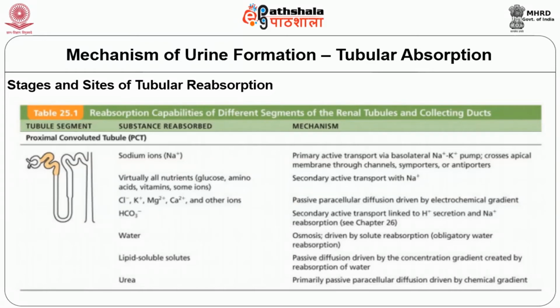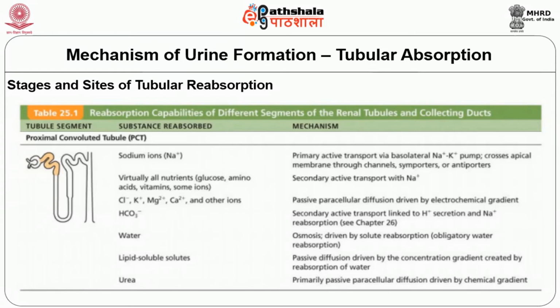In the first region, the proximal convoluted tubule, you can see that the ions that are reabsorbed are sodium ions. Virtually all nutrients like glucose, amino acids, vitamins, and some ions like chloride, potassium, bivalent calcium, magnesium are reabsorbed. Bicarbonate is reabsorbed. Water is also reabsorbed. Lipid soluble solutes and urea are reabsorbed. The mechanism is by primary active transport, basolateral sodium and potassium pumps.